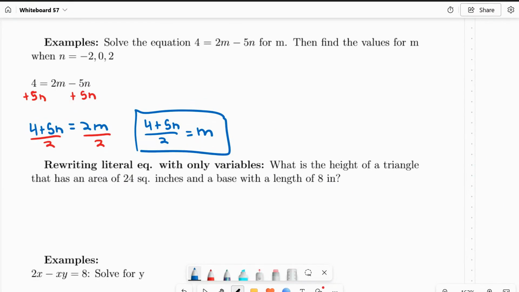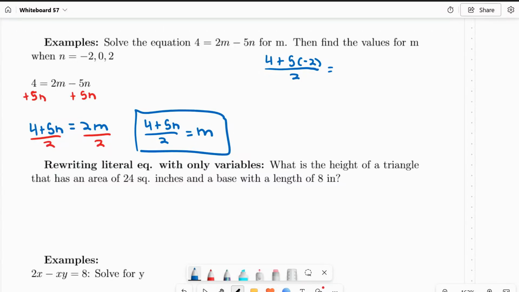But this question takes it one step further. It wants us to find the values for m when n equals -2, 0, and +2. So we can do that by using substitution. So let's start by substituting -2. So I have 4 plus 5 times -2 all over 2, which equals m.